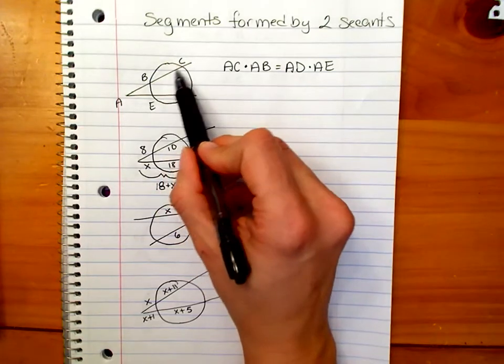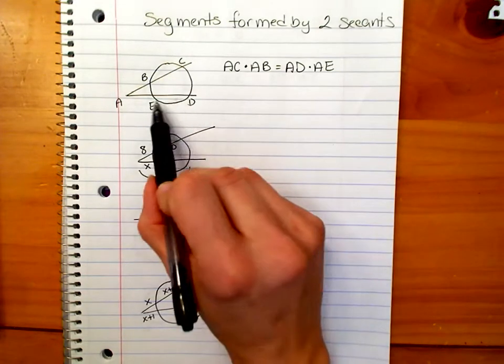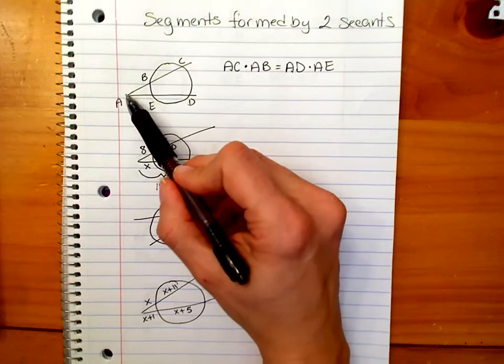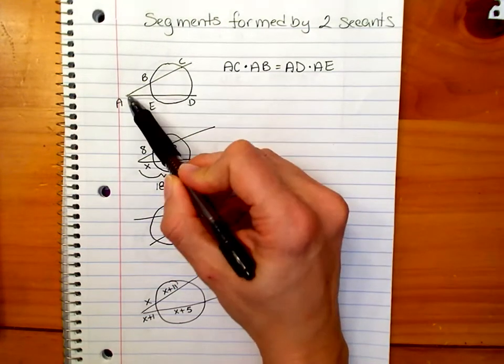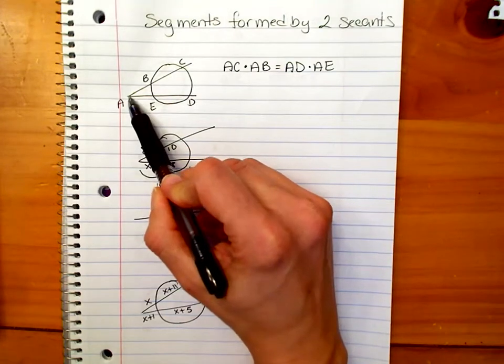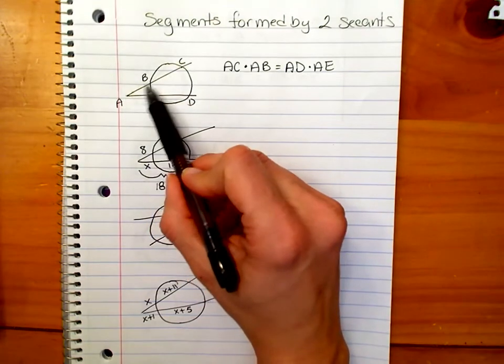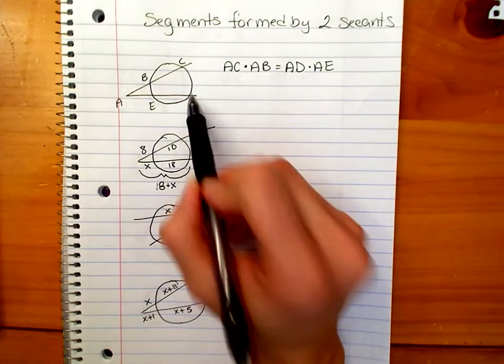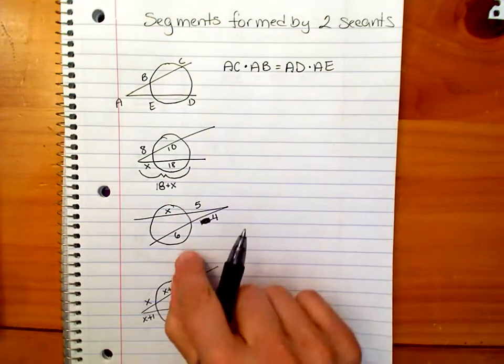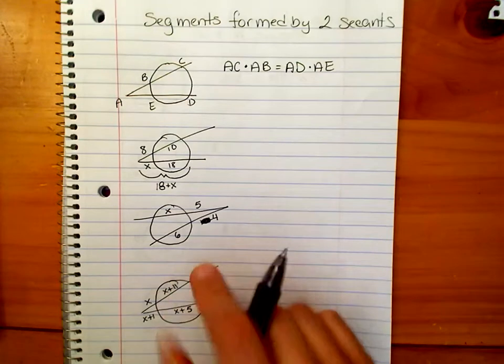Notice that the part inside, BC, isn't in our formula, or ED. So you're taking the entire part from where it intersects the circle to where the two secants intersect, and you're multiplying it by the outside part, and then it equals the outside part times the whole thing. So that can be tricky. I'm going to do this one first because it's a little bit easier.